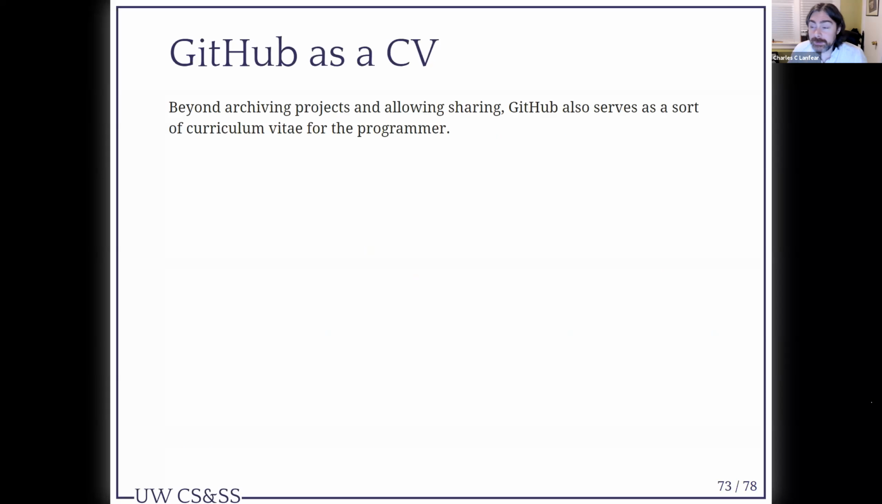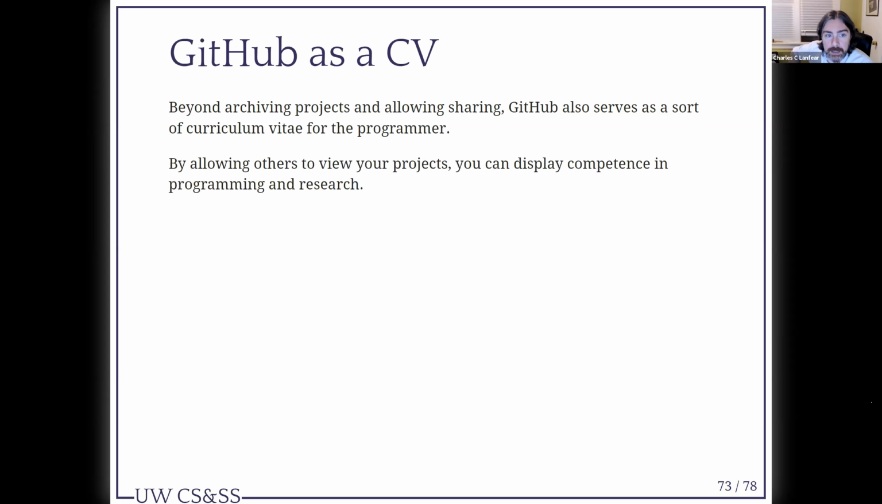Okay. So this is about what should be public on GitHub. Beyond archiving your projects and allowing sharing, GitHub can also serve as a sort of CV for programmers and scientists who do programming. The idea is that by allowing others to view the projects you've done, you can display competence in programming and research in general. If people can see all the stuff you have up, it demonstrates competence.